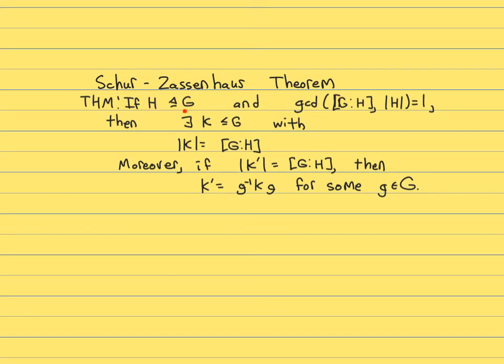It says if H is a normal subgroup of G, and the greatest common divisor of the order of H and its index is 1, then there exists another subgroup K of G whose order is the same as the index of H in G. Remember, this means that H is a Hall subgroup of G, and this says that H has a complement, namely K. Worth pointing out that this actually implies that G is isomorphic to the semidirect product of H and K.